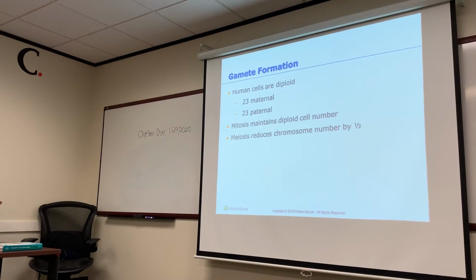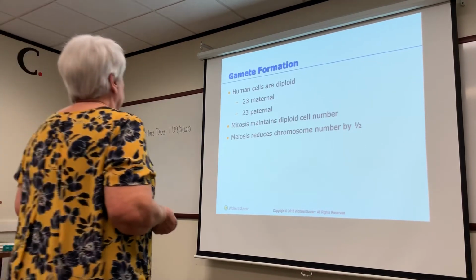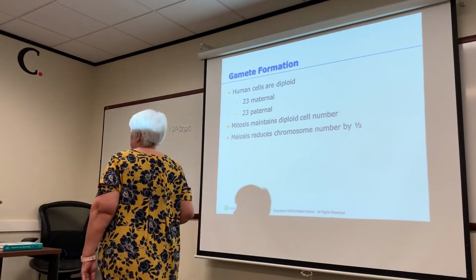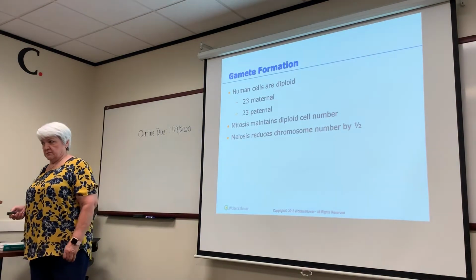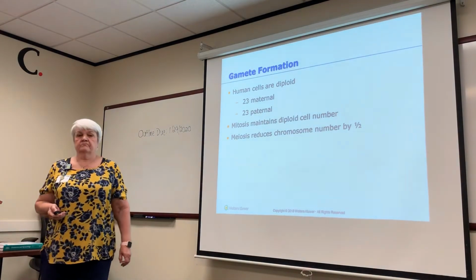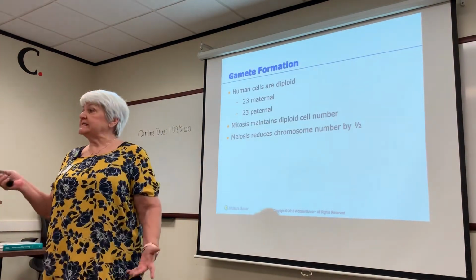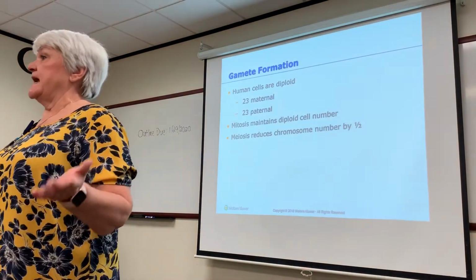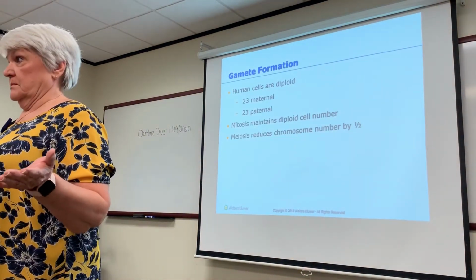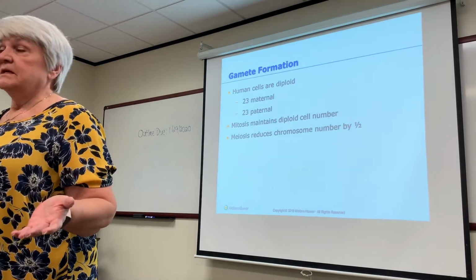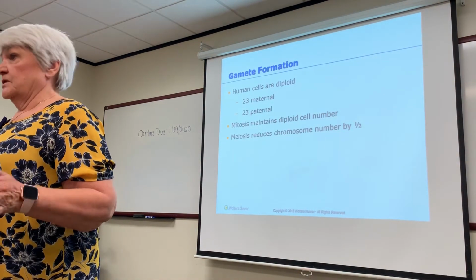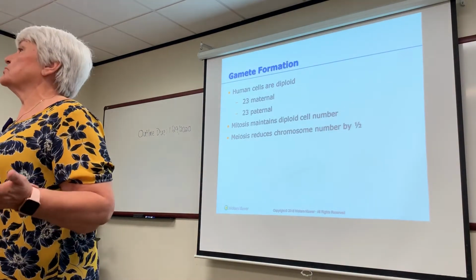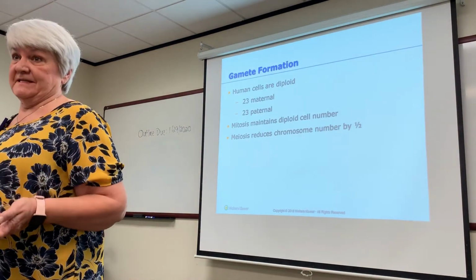We have 23 chromosomes from the dad. You have 23 chromosomes from the mother. So I have 46 chromosomes in my baby. Trisomy 18, something's wrong with the 18th chromosome. Trisomy 21, something's wrong with the 21st chromosome. Trisomy 18, there's something wrong with chromosome number 18.